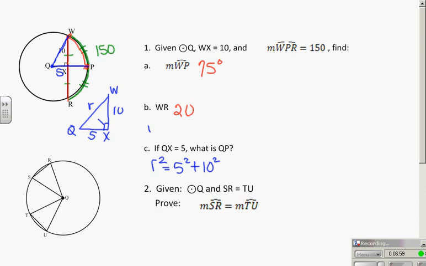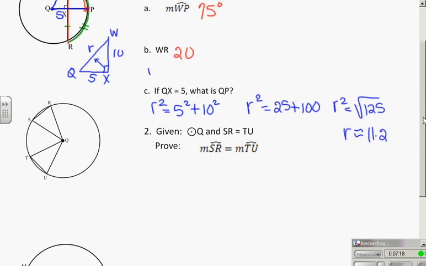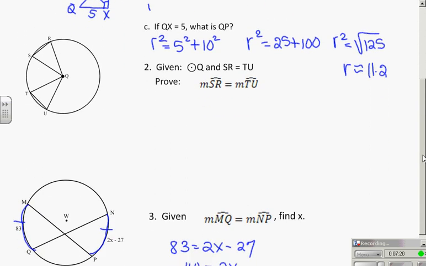R squared would be equal to 5 squared plus 10 squared. And remember, the hypotenuse is always opposite the right angle. And so I'm looking at R squared being equal to 25 plus 100. R squared is equal to 125, so R is the square root of 125, approximately 11.2.